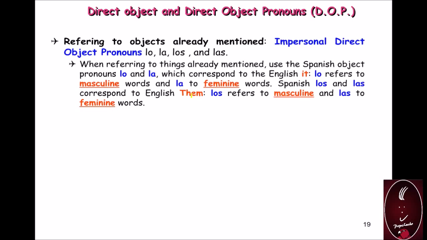When we're referring to things already mentioned, use the Spanish object pronouns lo or la, which correspond to the English it. Lo refers to masculine and la to feminine words. And in Spanish, los and las correspond to the English them. Los for masculine and las for feminine words.